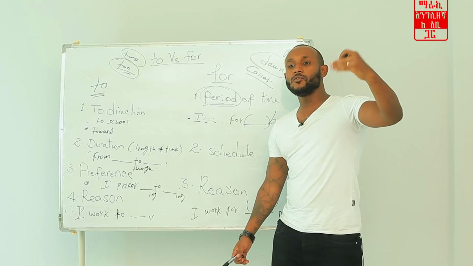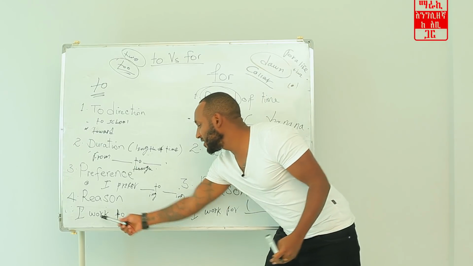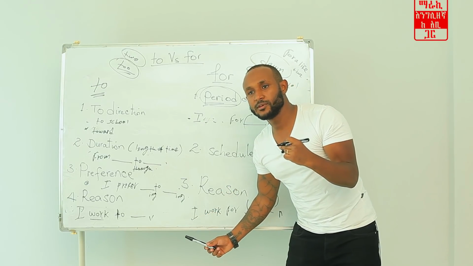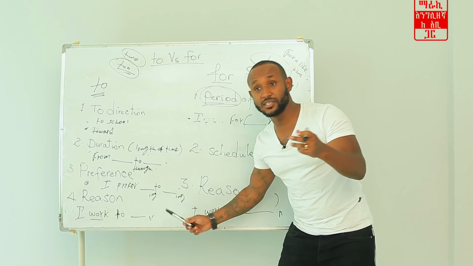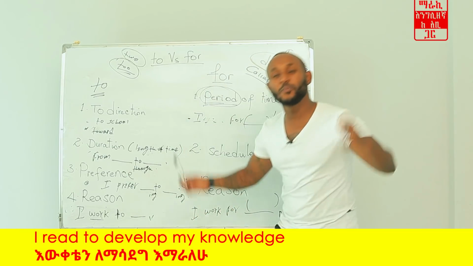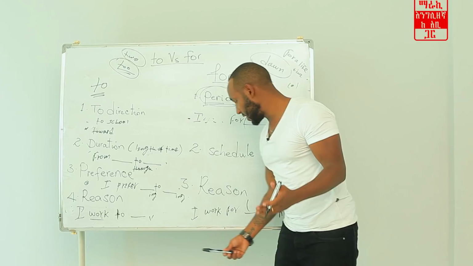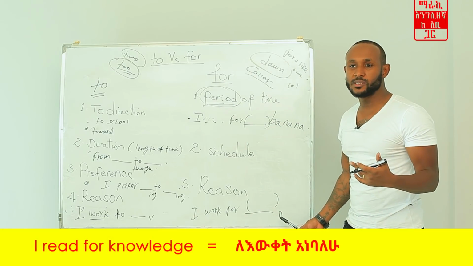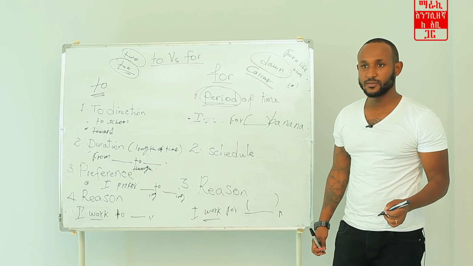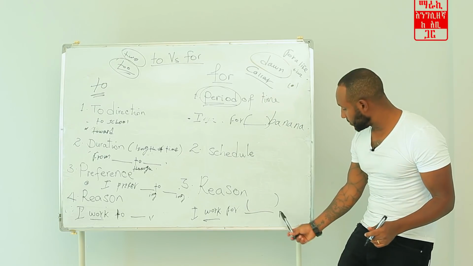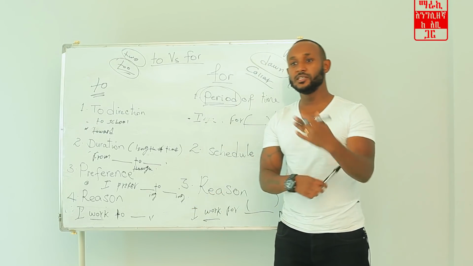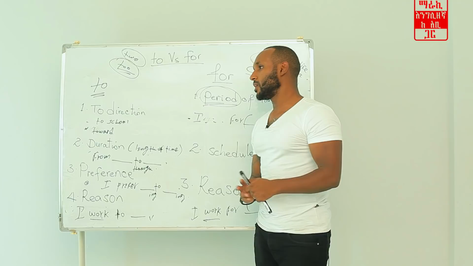I read to develop. Develop is a verb. I work to develop, I read to develop, to develop my knowledge. I read for knowledge. So after for always comes a noun. Who is next to to? It comes to a verb. Good.